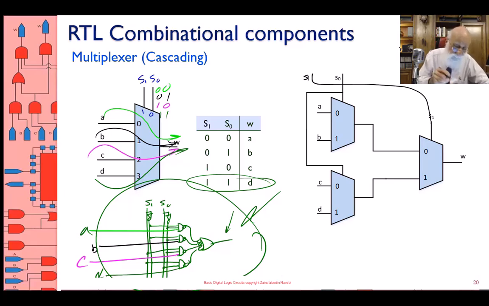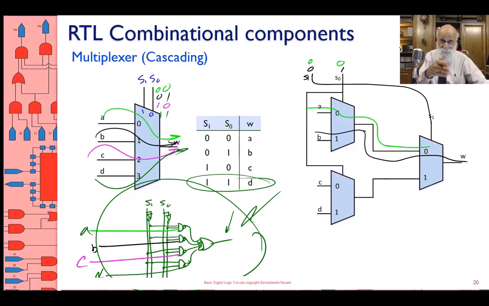Okay, because the way I read is S1, S0. And so here I have S1, S0, 0, 0. S1 is 0, so this input is selected. S0 is 0, so the upper input is selected, and therefore A is selected. If I have 0, 1, the lower input of this is selected, while since S1 is still 0, the upper input of the output multiplexer is still selected.